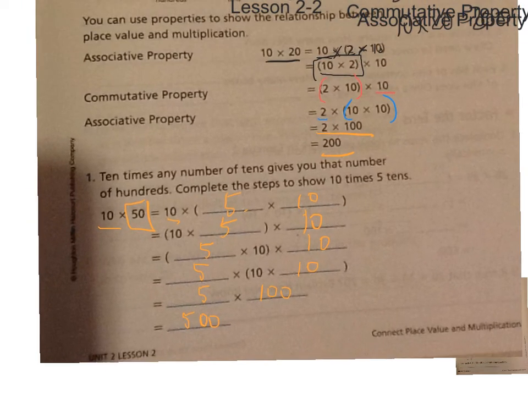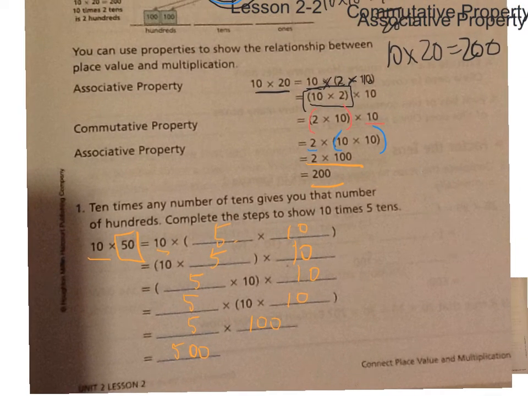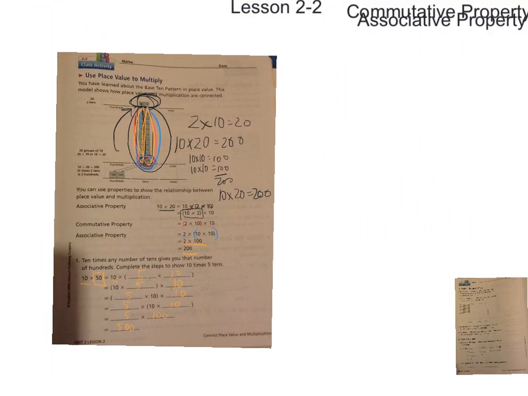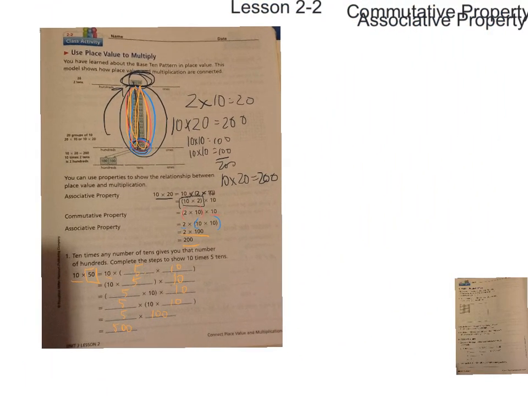These are just ways for you to understand place value, the base 10 blocks, the tens, and the hundreds. This is an easier way for you to see it. Hopefully some of you can really look at this and say, wow, I can really understand multiplication now because of this.